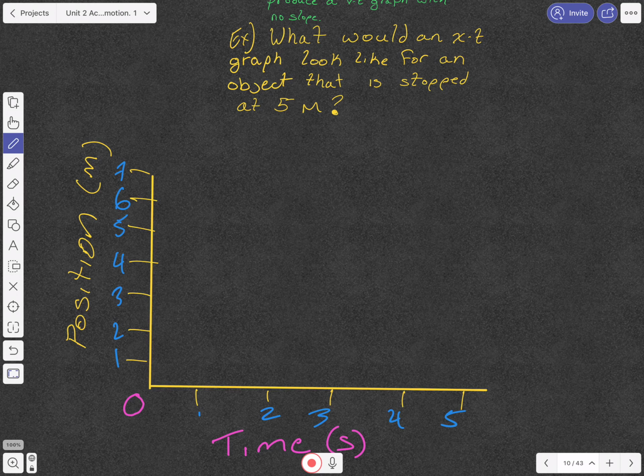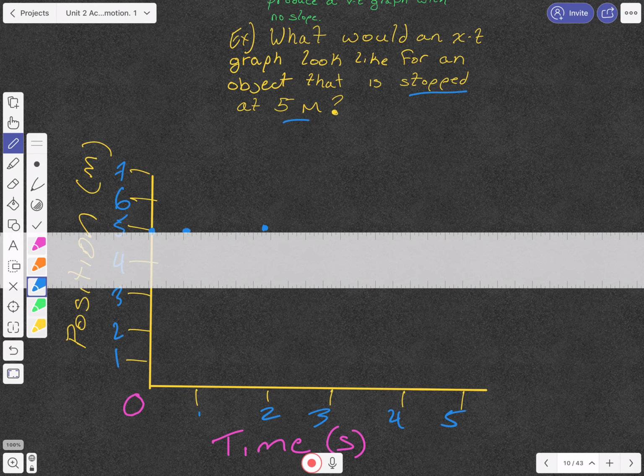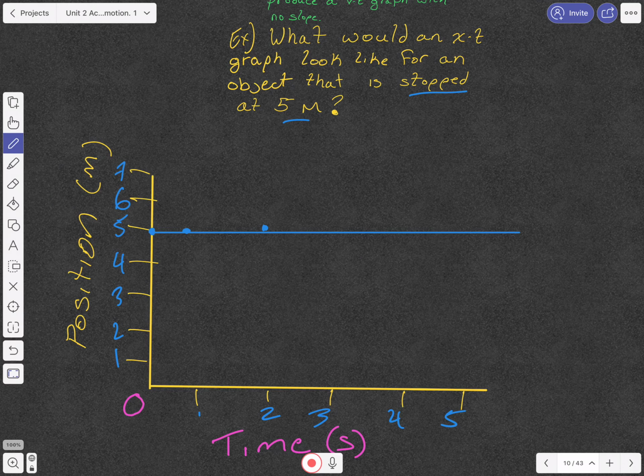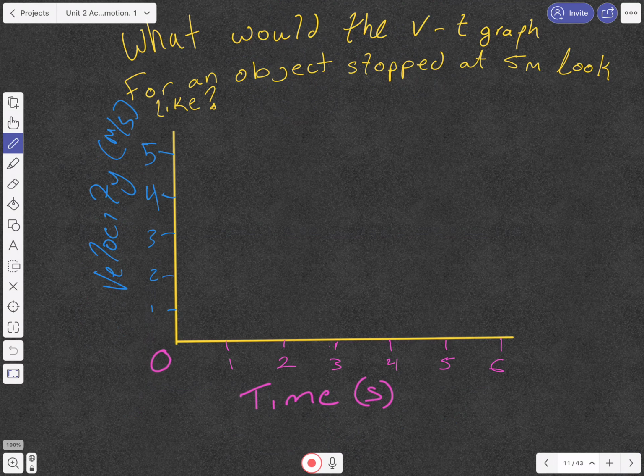So if it's stopped at 5 meters, we know that at 0 seconds it's at 5 meters, at 1 second it's at 5 meters, and 2 seconds, and so on. And just like before, we can take a line and go right across. So now that we have our position time graph for this, what would our velocity time graph look like for an object that is stopped at 5 meters?